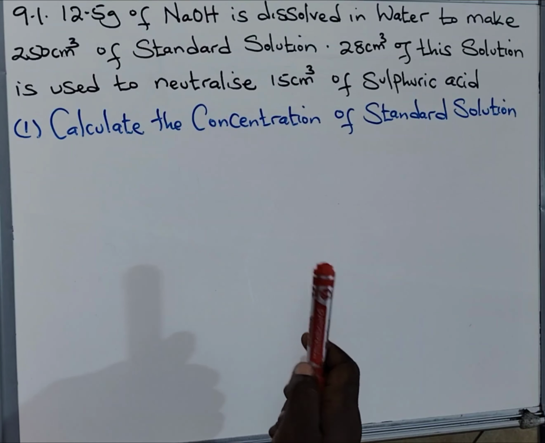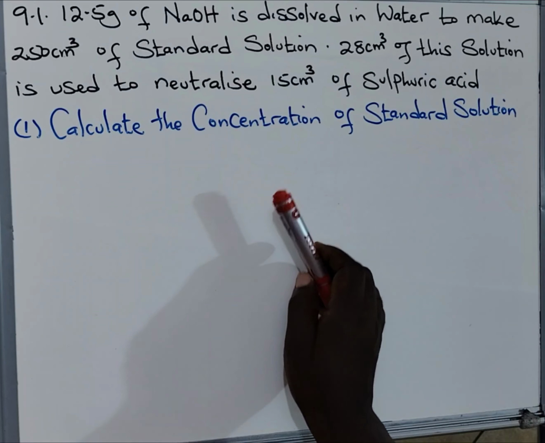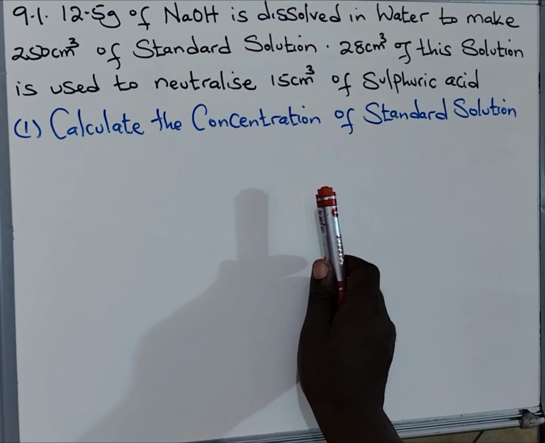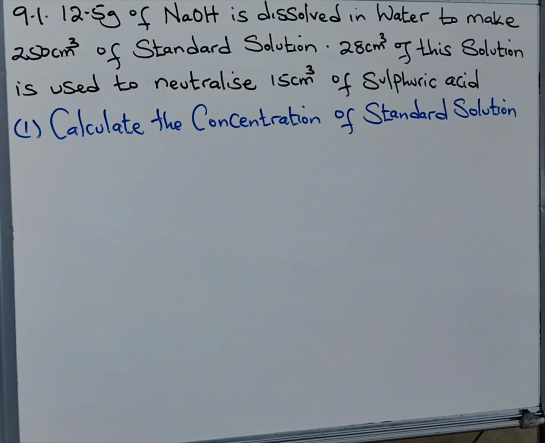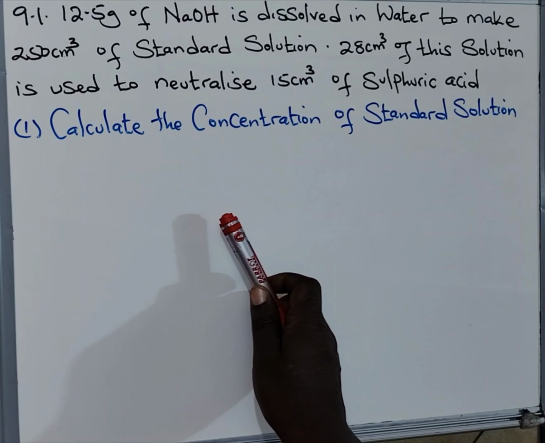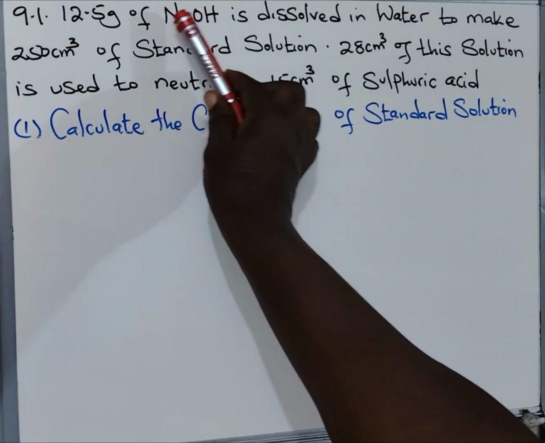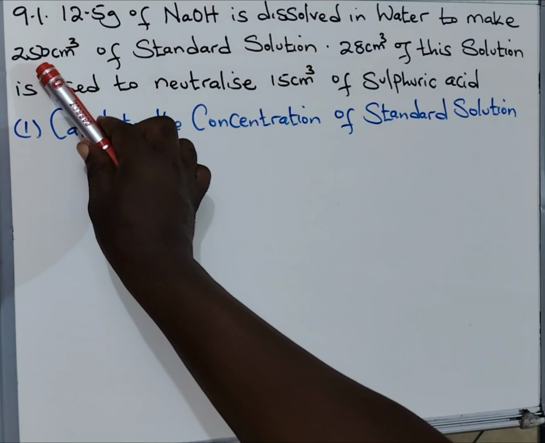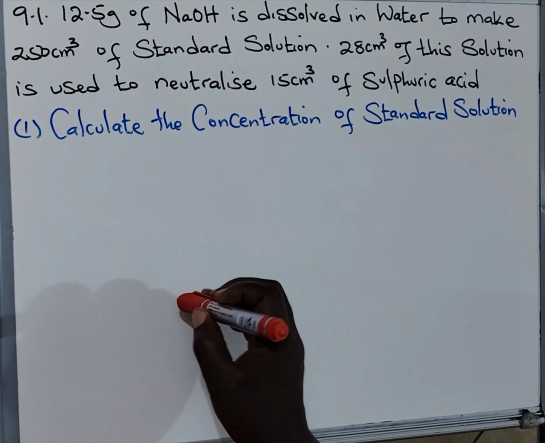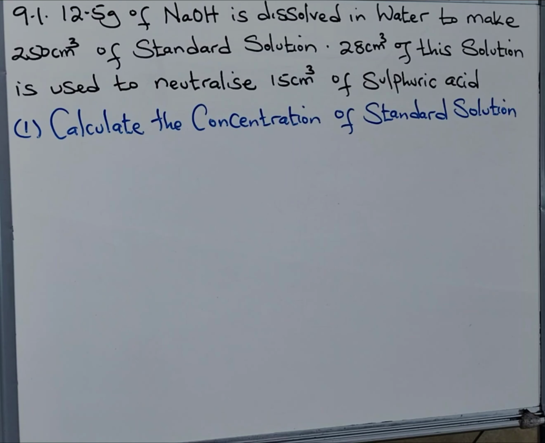So when you look at the two reactants, we have sodium hydroxide and sulfuric acid. Which one is a standard solution? You have to remember that a standard solution is a solution of known concentration. So when you look at the two, the information we have for calculating standard is for sodium hydroxide. So sodium hydroxide is the standard.